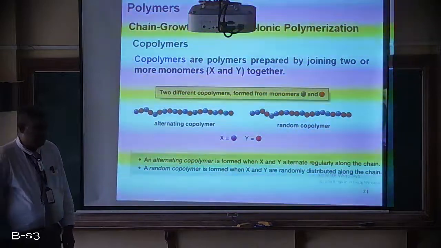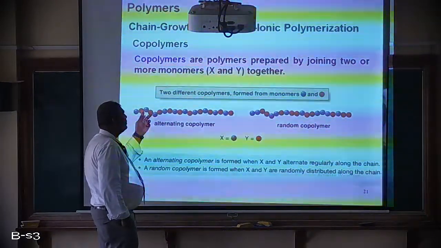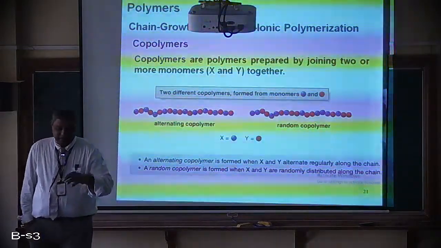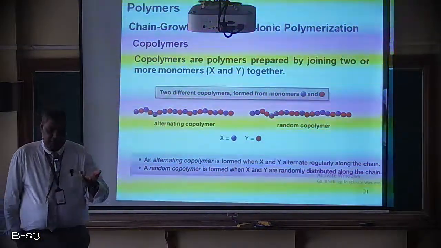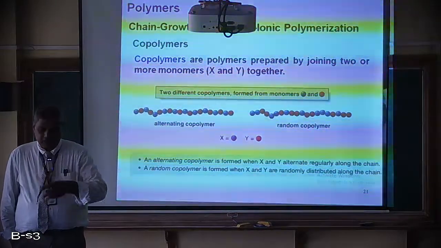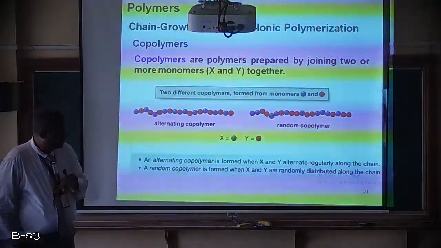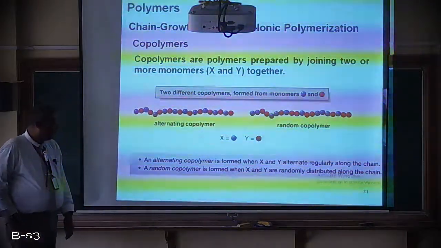As the name suggests, an alternating copolymer is nothing but monomers arranged one after the other, one after the other, in a particular sequence. Whereas in random, there is no sequence. All the molecules are dispersed or accommodated in random positions. So that is what is called a random copolymer.